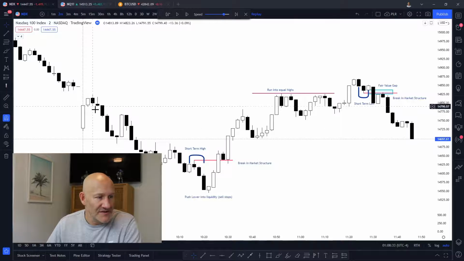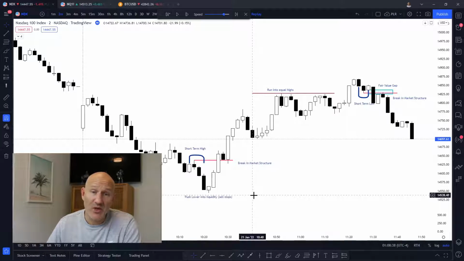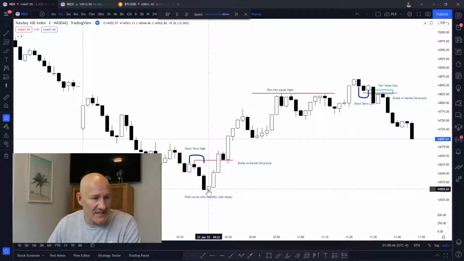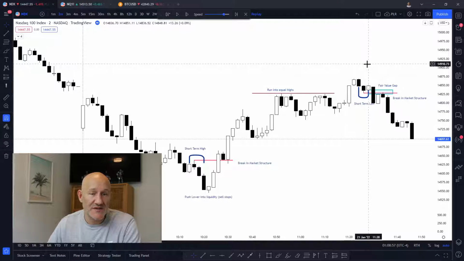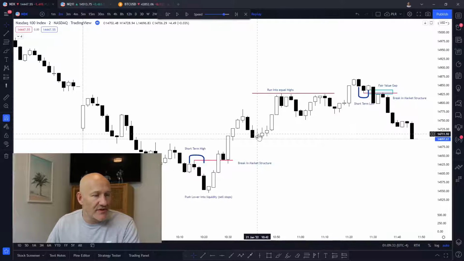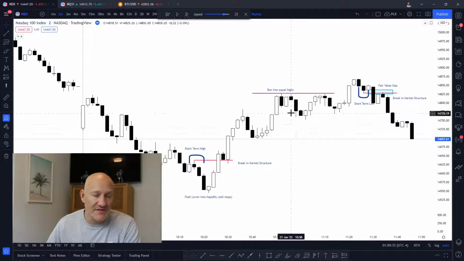So we can see here, this is the beginning of the session, and this is that push down into liquidity. So this was the liquidity that we marked up down here on the 1 hour chart. We can see the market drives down into that before it comes back up, and we run into these equal highs. This is that push through above these equal highs, which is where this liquidity is generated before the market then trends lower.